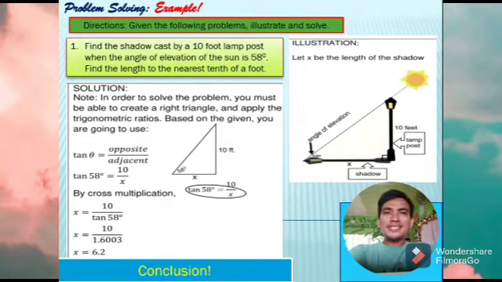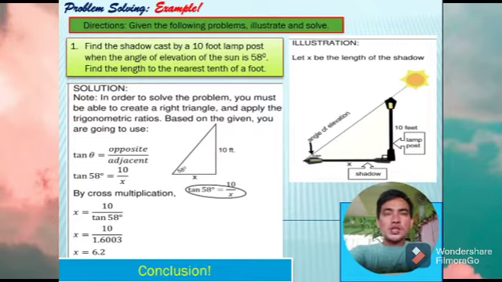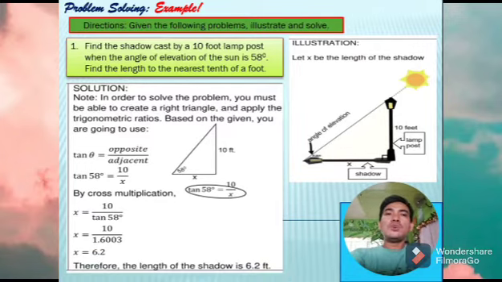substitute. So what is tangent theta from that illustration? That is 58 degrees, equal to the opposite, which is 10, and adjacent is represented by x. So applying cross multiplication, you would have x is equal to 10 over tangent 58 degrees. By simplifying, you would have 10 over 1.6003. So dividing 10 by 1.6003, you would have 6.2. So as our conclusion, therefore, the length of the shadow is 6.2 feet. Is that clear now?